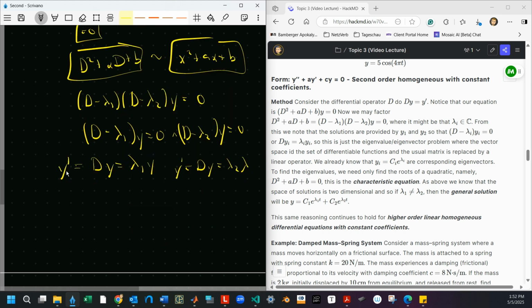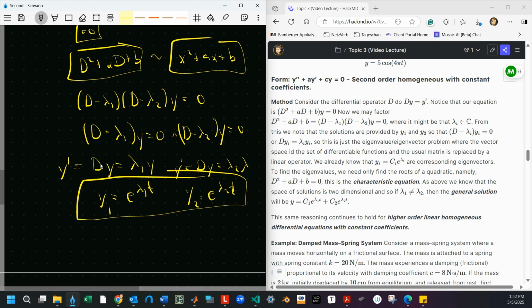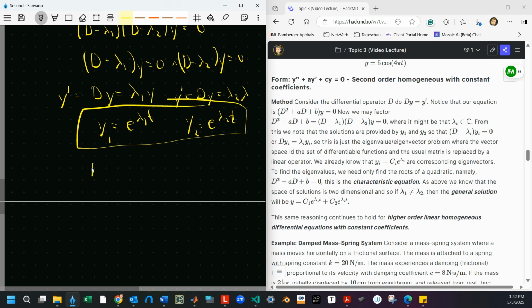Okay, and we know how to solve these because here we just have y is e to the lambda 1 t, right? Let's call this y1 for lambda 1, and y2 is e to the lambda 2 t. So these are two eigenfunctions, if you like, because d of e to the lambda 1 t is lambda 1 e to the lambda 1 t. It has that property that d of something is a constant times something. And the same thing with lambda 2.